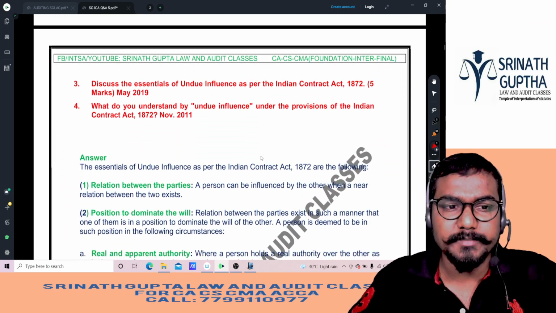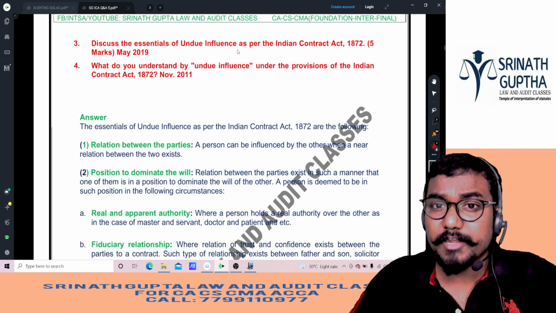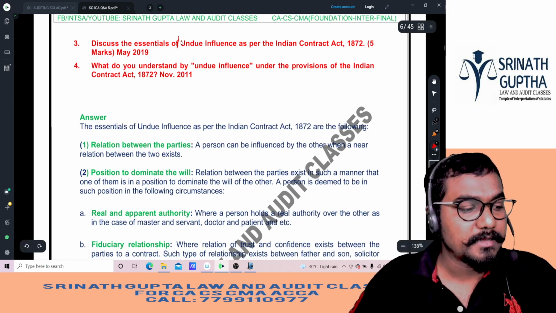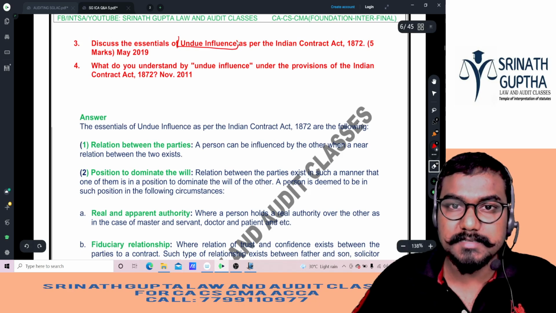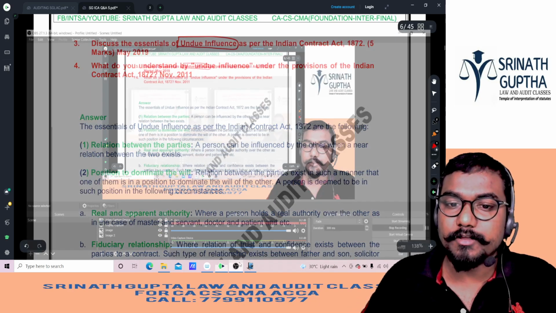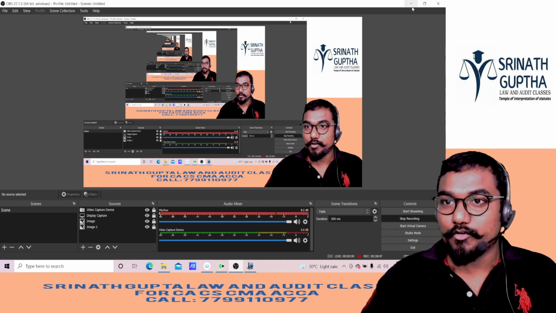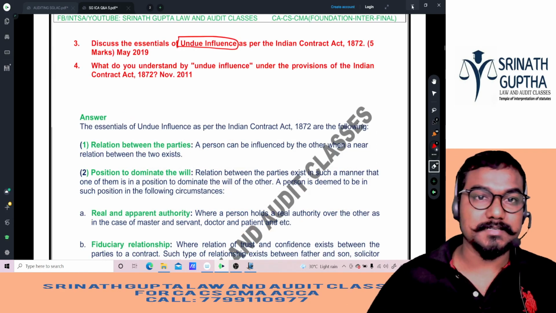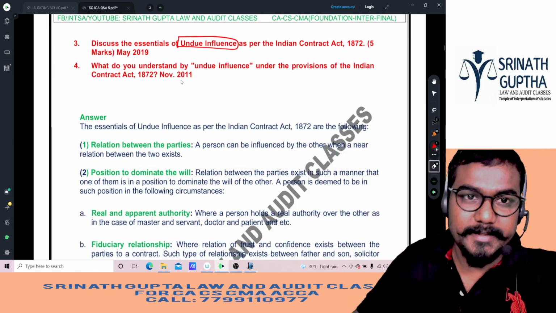And the next question, the third question. Discuss the essentials of undue influence under the Indian Contract Act. Undue influence essentials is being asked, sir. So let us try to understand what the essentials of undue influence are. So what is undue influence? Which influence, beta? Undue influence. Let us try to understand, sir. Discuss the essentials of undue influence as per the Indian Contract Act.